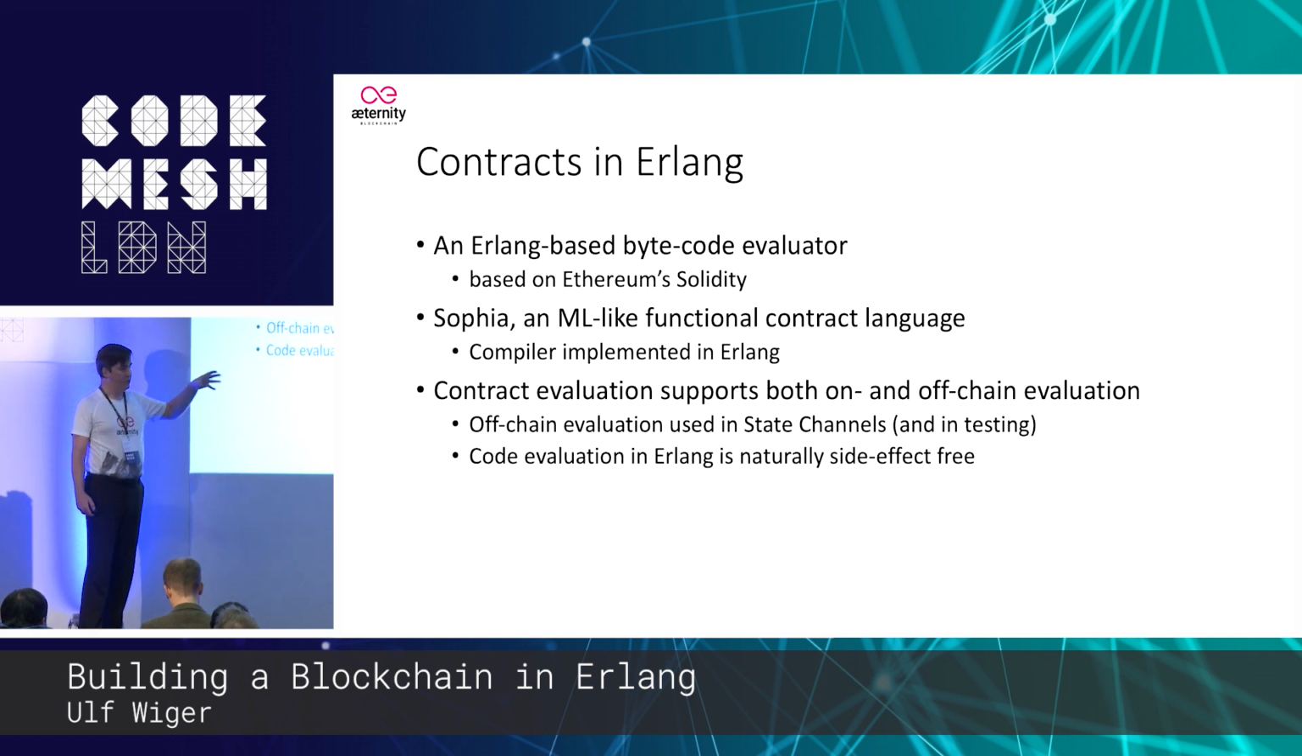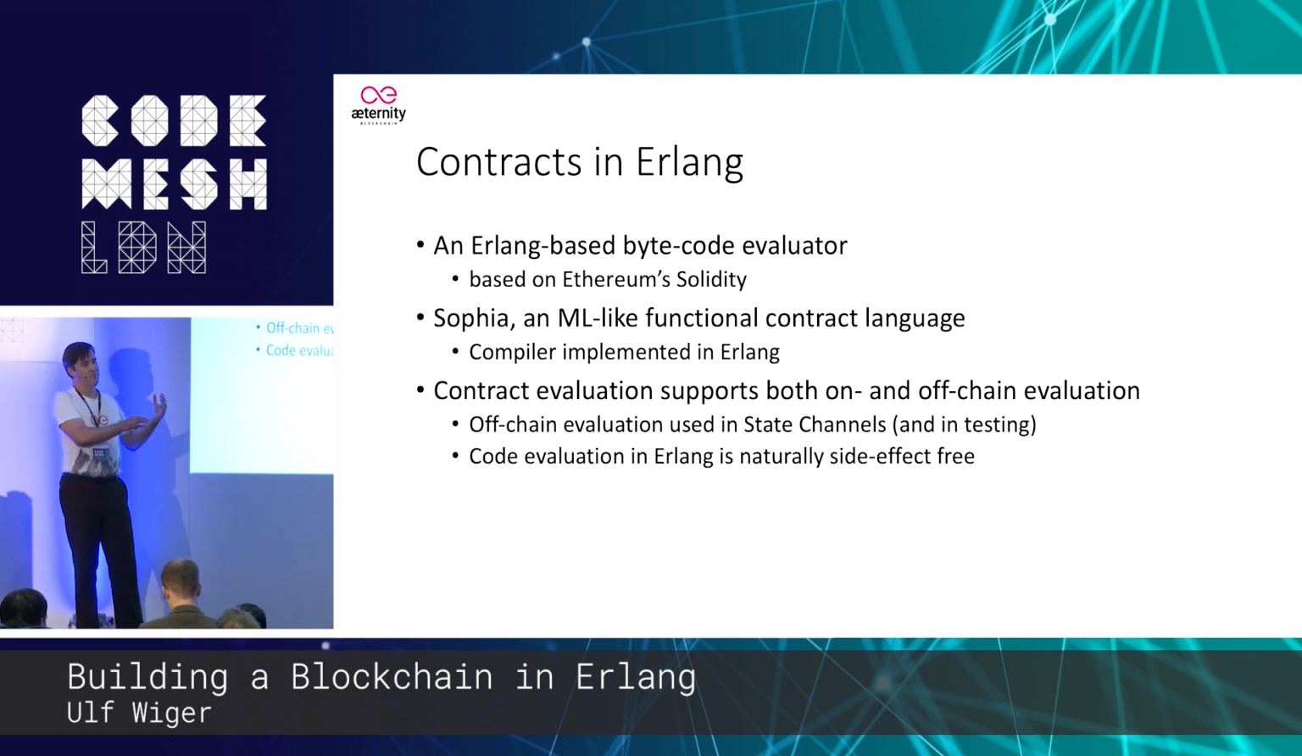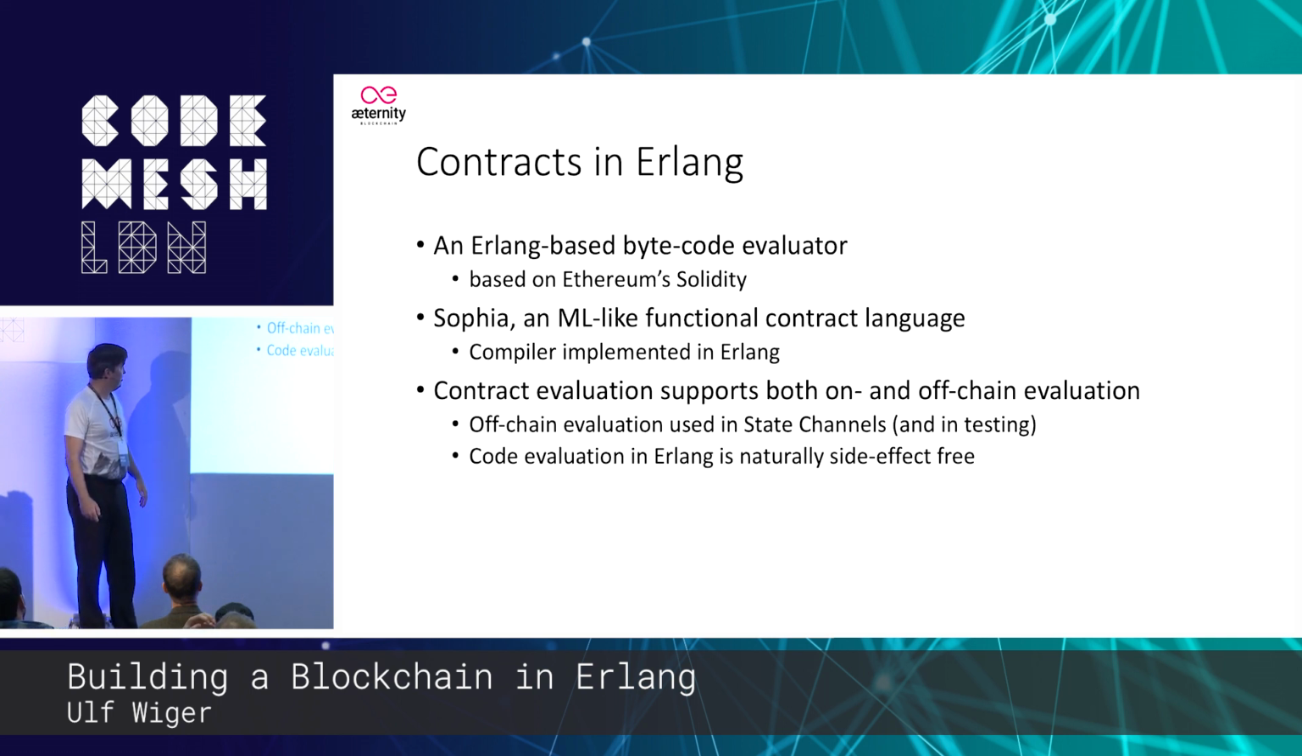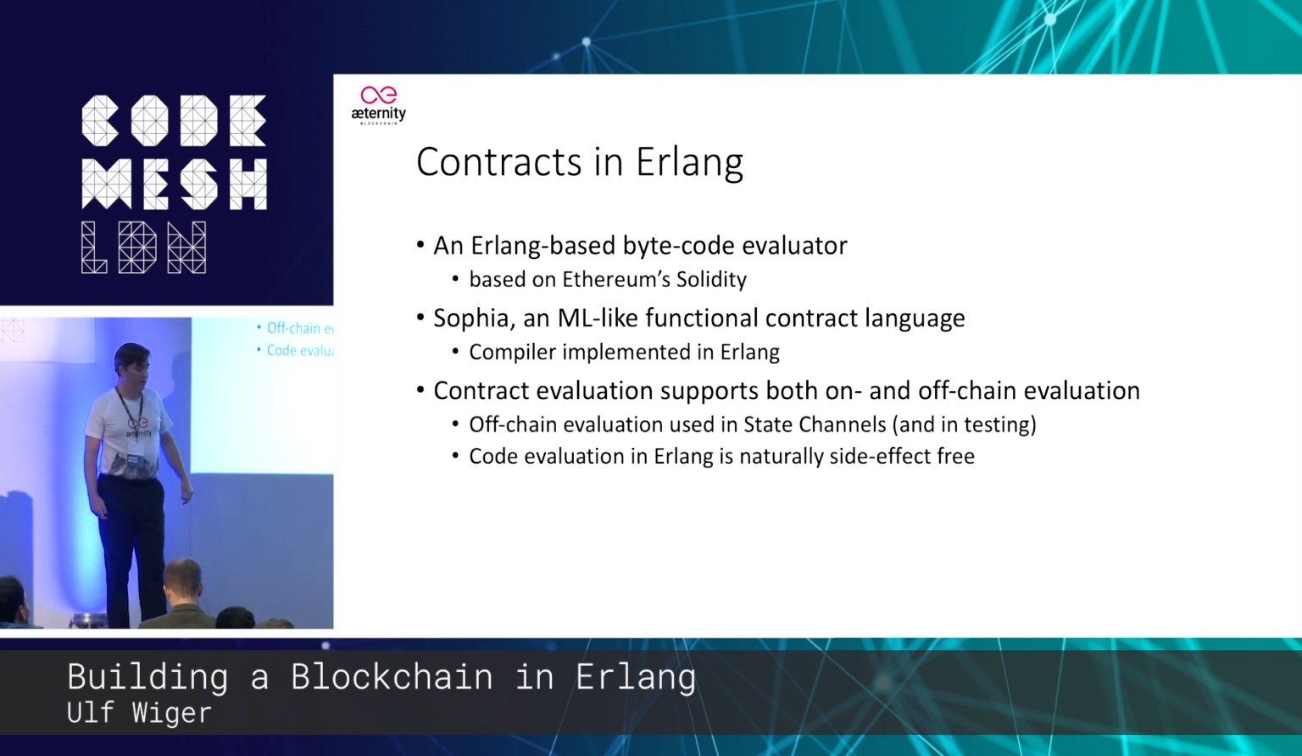One thing about contract evaluation is that you want to use contracts also in state channels, so you have to be able to run off-chain and on-chain. But of course, when you're testing, you also want to be able to run off-chain. Since it's implemented in a functional language, off-chain, the environment is just the data structure that you create, so it's not really a big problem. This kind of thing is very easy to do in a functional language.